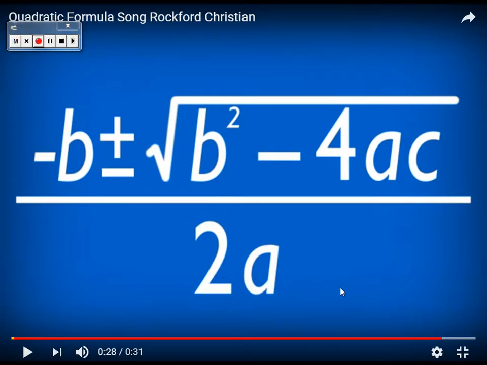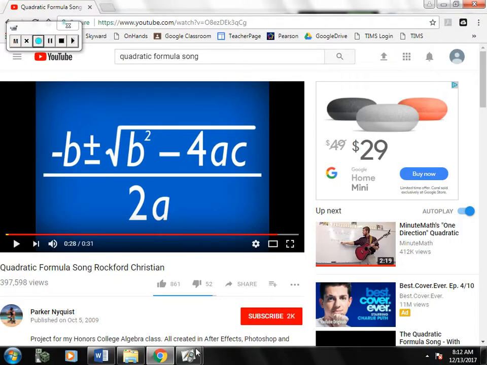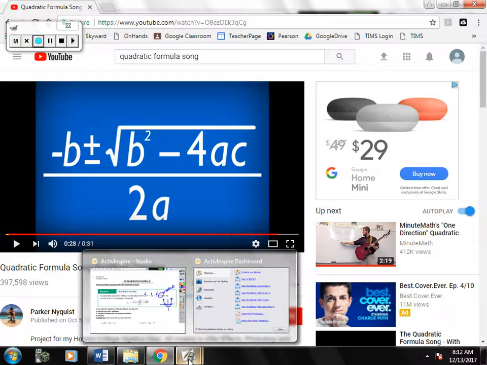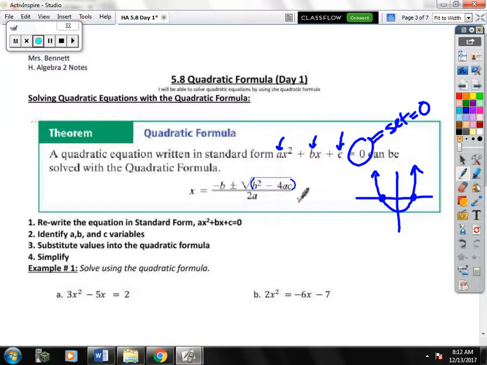That's probably the most catchy way to memorize the formula, and I'll play it a couple more times later. But there are other formula songs that I'll show you once we are working on some independent practice problems. But let's go ahead and do one together.